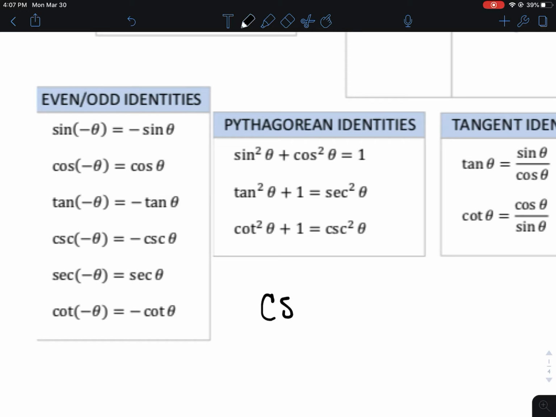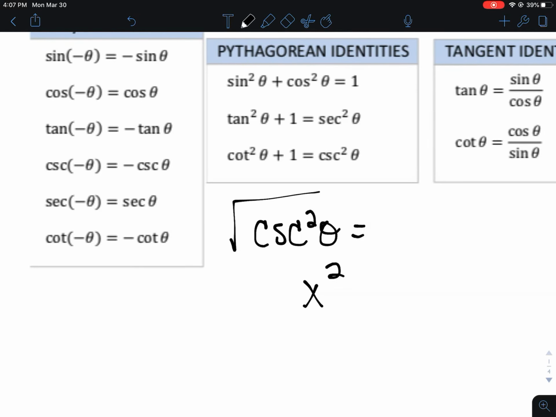And cosecant squared or secant squared works just like if you had an x squared, okay? Same idea. You could take the square root of it, but it really means that you have cosecant of theta times cosecant of theta.